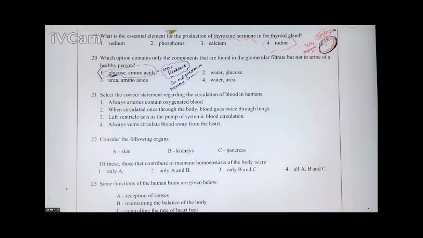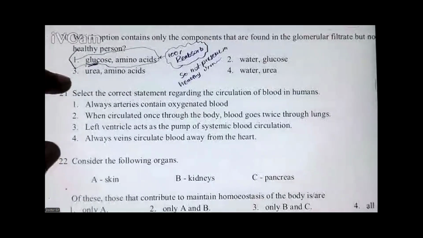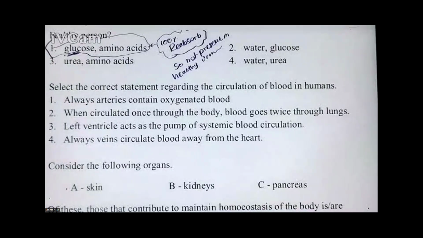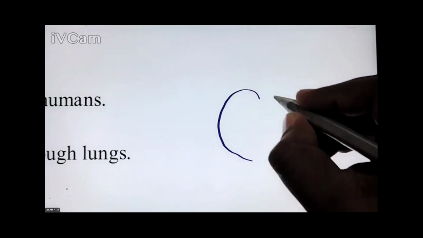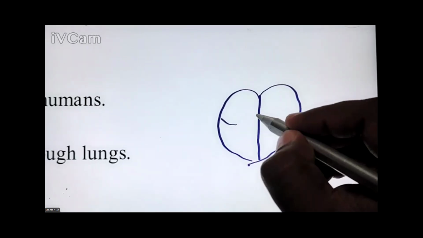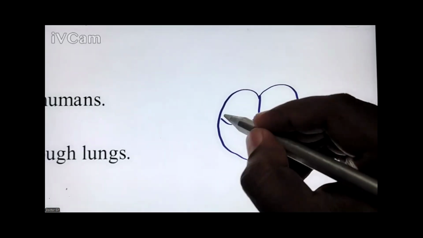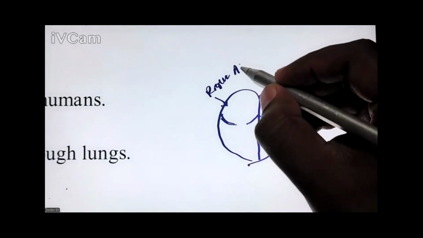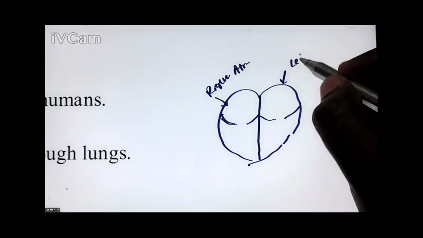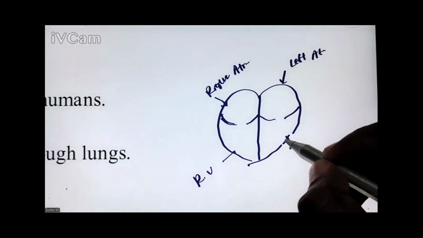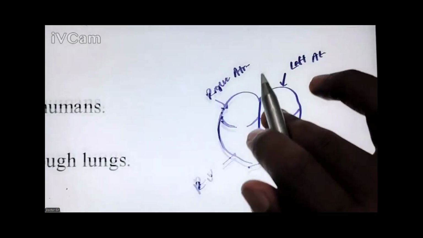Okay, right. Now we will move on to the next part. Select the statement regarding the circulation of the blood in the human. Now I will draw some image. So I will draw a heart. This is my very beautiful heart. This heart has a right atrium, a left atrium, a right ventricle, and a left ventricle.